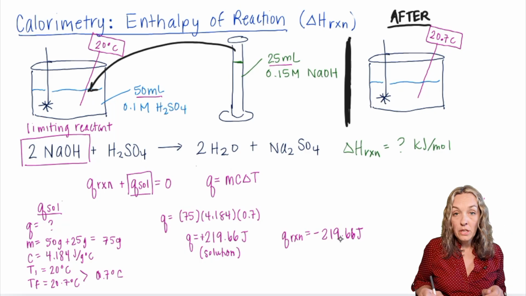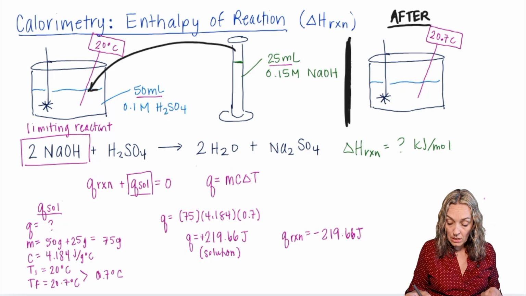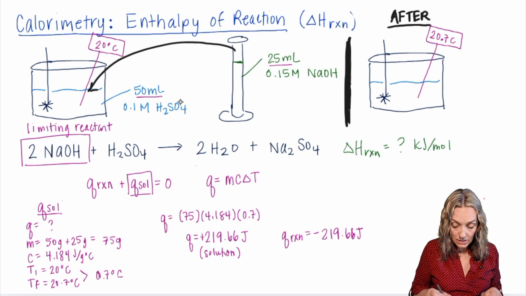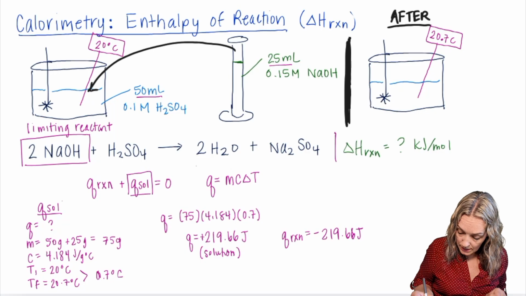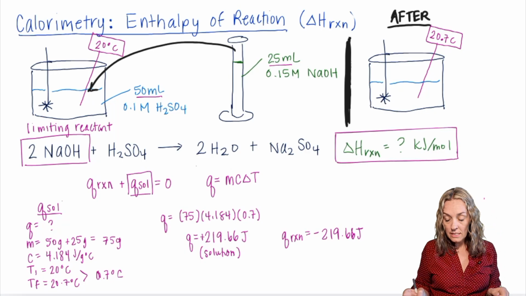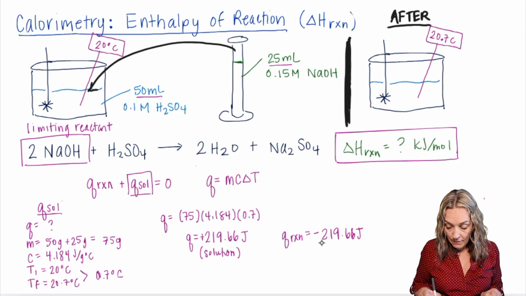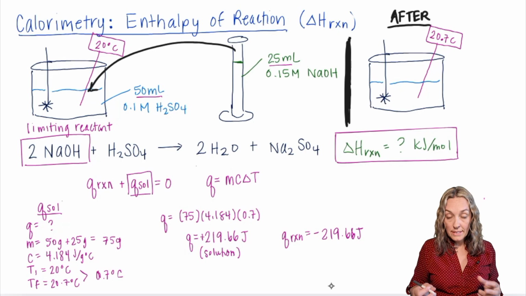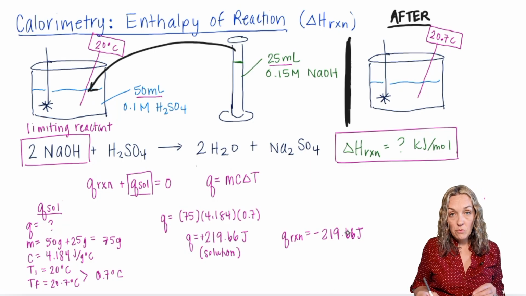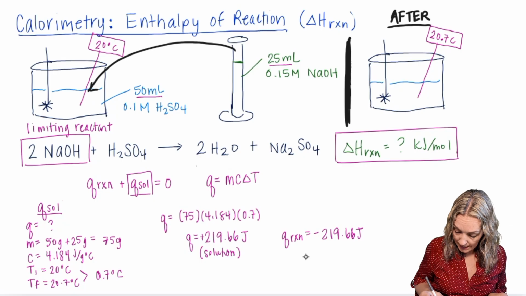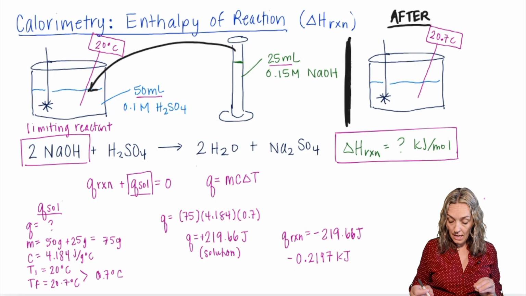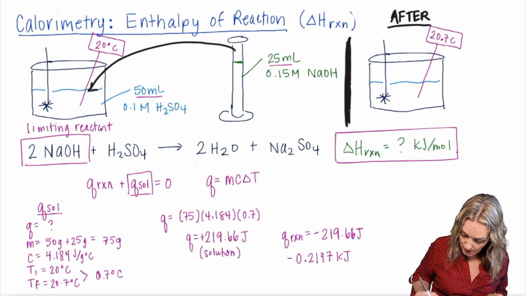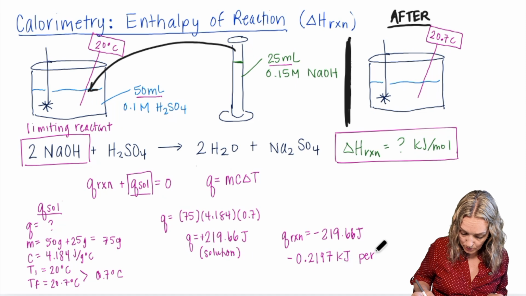So now I know the Q of the reaction. I know how much energy was given off when we mixed the H2SO4 and the NaOH. But remember that our end goal here is to get the delta H of the reaction, and that needs to be reported in kilojoules per mole. Right now, I have joules, not kilojoules, so let's address that problem first. I can get from joules to kilojoules by simply dividing by 1,000. When I do that, I get 0.2197 kilojoules. That is the number of kilojoules that was released from this reaction.